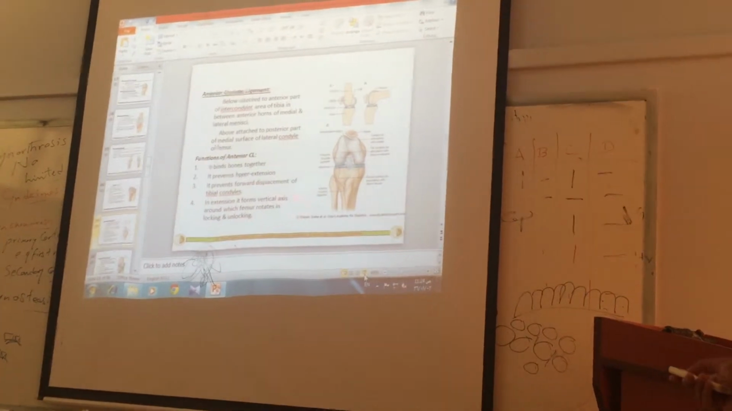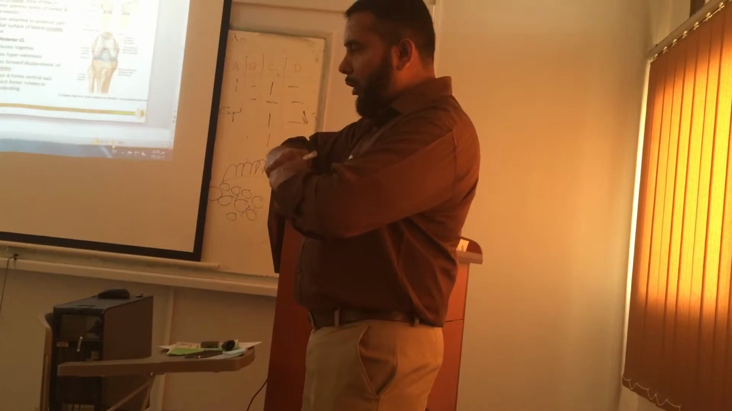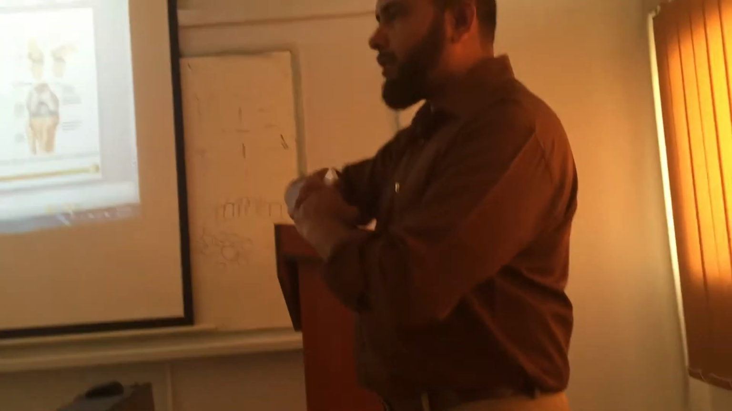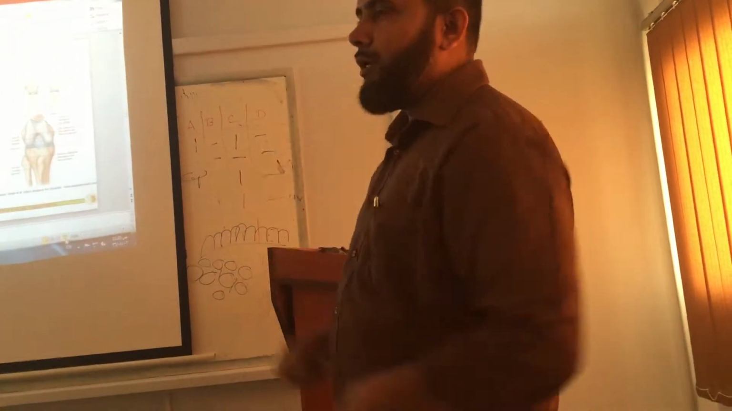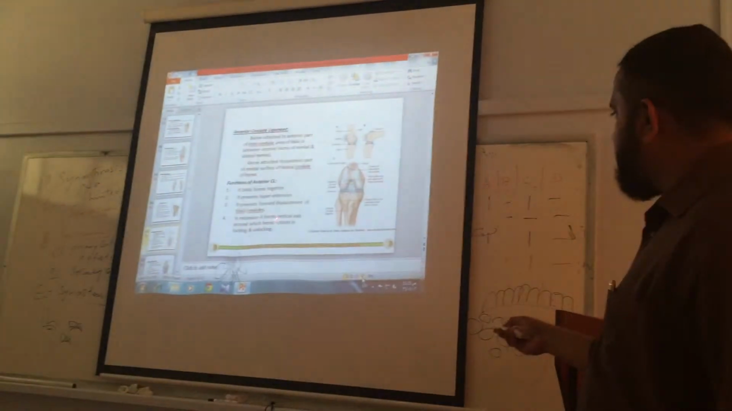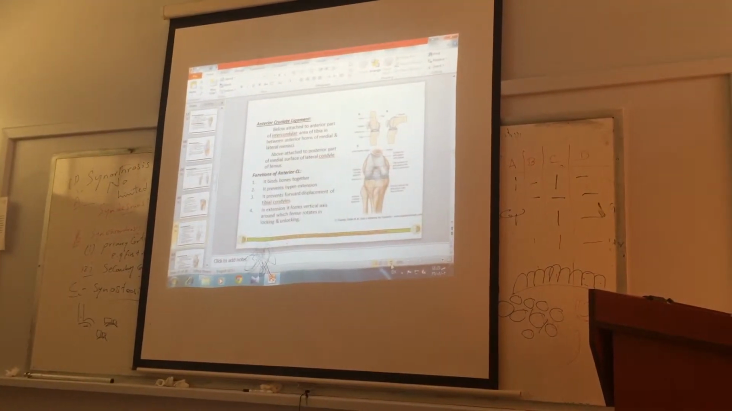And in extension, it forms the vertical axis. I had told you about the locking and unlocking of the joint. So at the last 30 degrees, it will lock. For locking, the axis is formed by these ligaments. When it locks, this is the axis through which the locking will take place. So it forms the axis for the locking and unlocking of the knee joint.